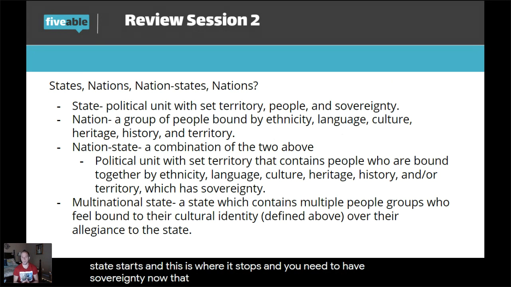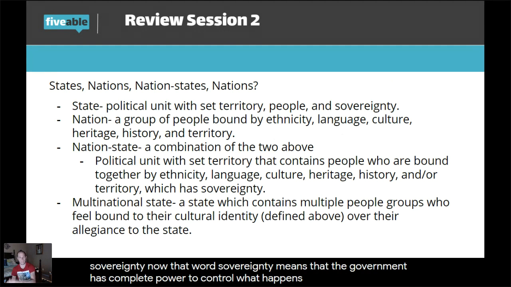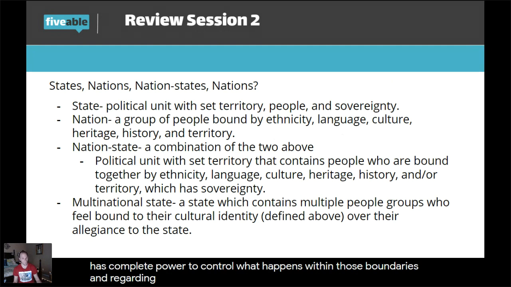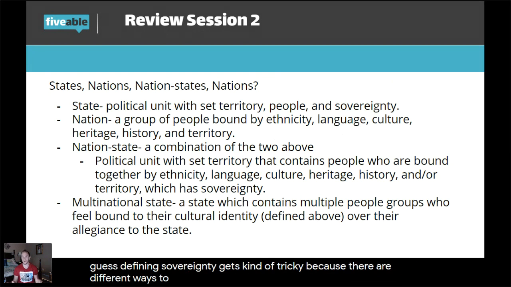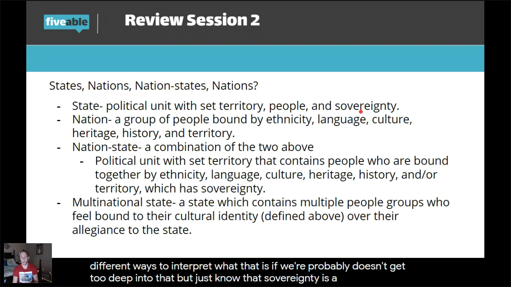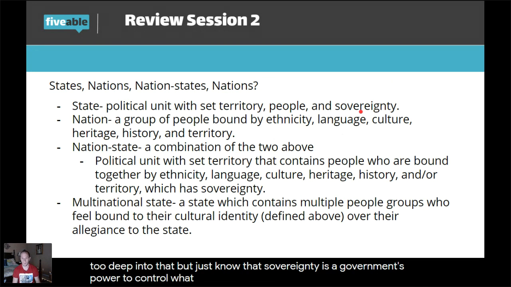Now, that word sovereignty means that the government has complete power to control what happens within those boundaries and regarding those people. Now, that right there is a tricky question. I guess defining sovereignty gets kind of tricky because there are different ways to interpret what that is. We're probably not going to get too deep into that, but just know that sovereignty is a government's power to control what happens within those boundaries.